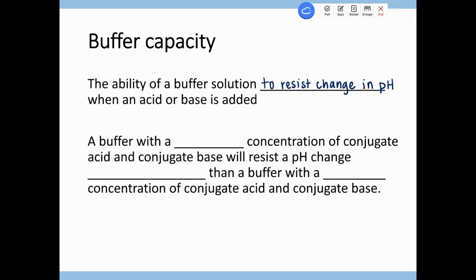And buffer capacity is higher if a buffer has a higher concentration of the conjugate acid and conjugate base, or acid-base pair. So a buffer with higher concentrations of the acid-base pair will resist a pH change more strongly than a buffer with lower concentration. So we're comparing 2 options. Lower concentration of conjugate pair will be a worse buffer solution. It won't be as good at resisting pH change than a buffer with higher concentrations.